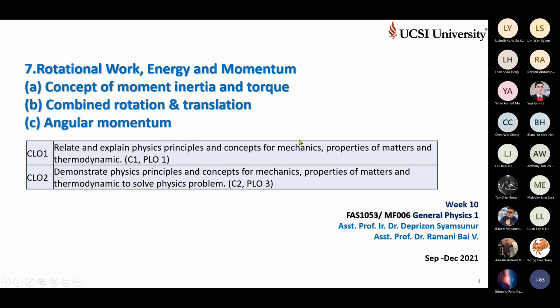Okay, let's continue with the 7th chapter, which is rotational work, energy, and momentum. Under this, I will cover the concept of moment of inertia, torque, combined rotation and translation, and lastly, angular momentum. The CLOs covered are CLO 1 and 2, which say you need to explain and understand the principle, concept, mechanism. You must be able to do these two.